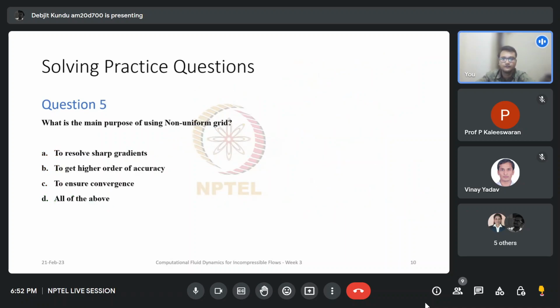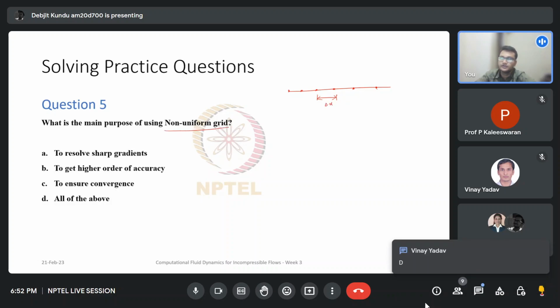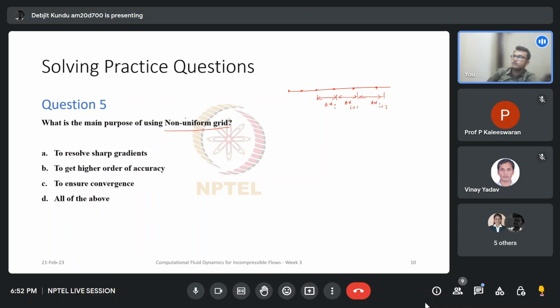We'll move on to question number 5, which is asking us what is the main purpose of using a non-uniform grid? So we learned about structured mesh and so on. Mostly the mathematical forms that we are dealing with are uniformly spaced grids. So there are some non-uniform grids as well where these spacings are different each time. So it could be delta x i plus 1. They may not be equal to each other. So those are called non-uniform grids.